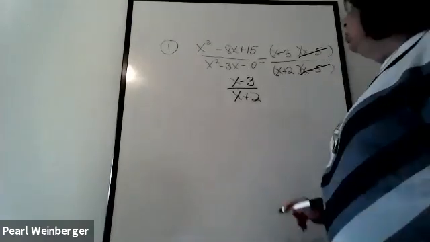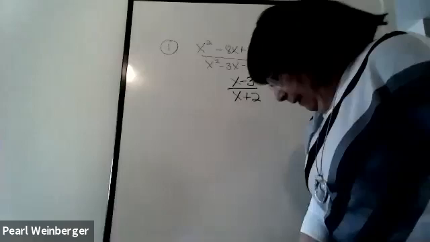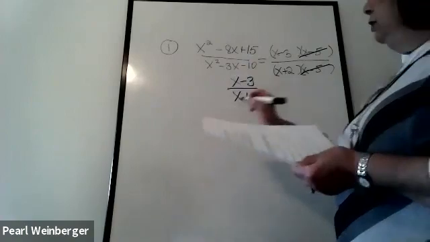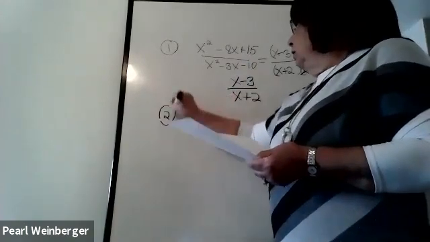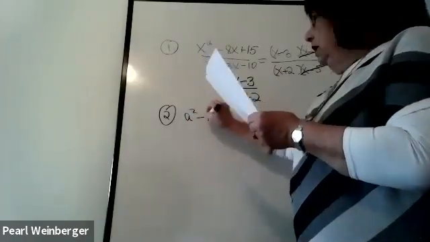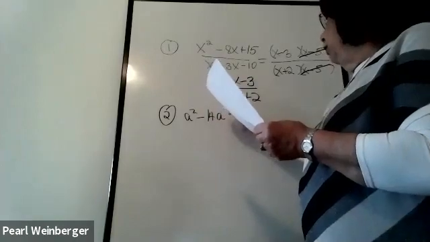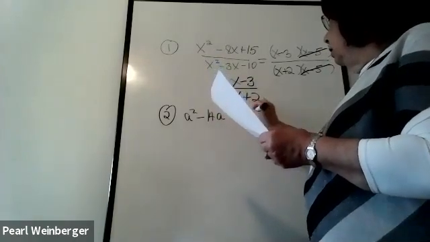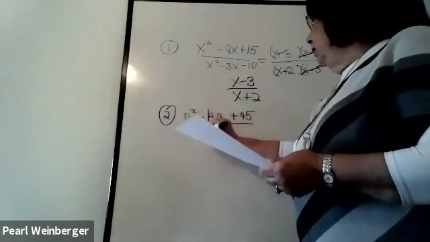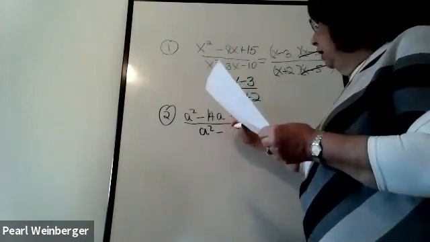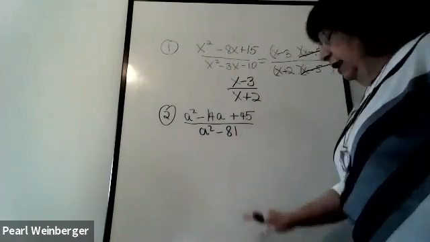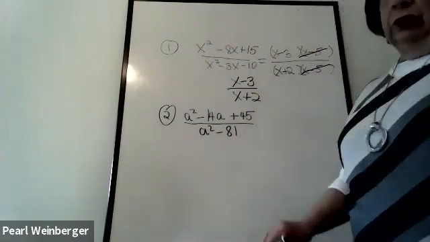Okay, so that was question number 1 on this sheet 5. Let's look at question number 2. Question number 2 says a squared minus 14a plus 45 over a squared minus 81. And again, it says simplify the rational expression.